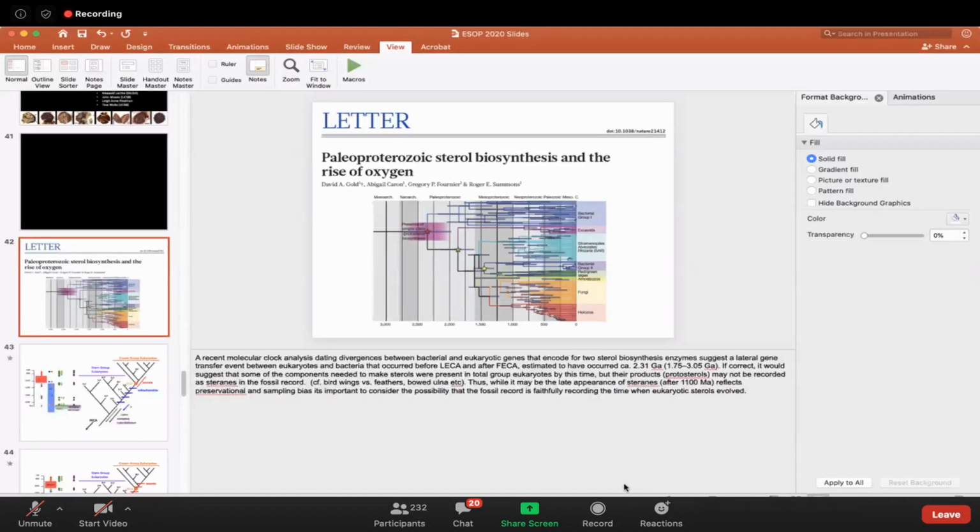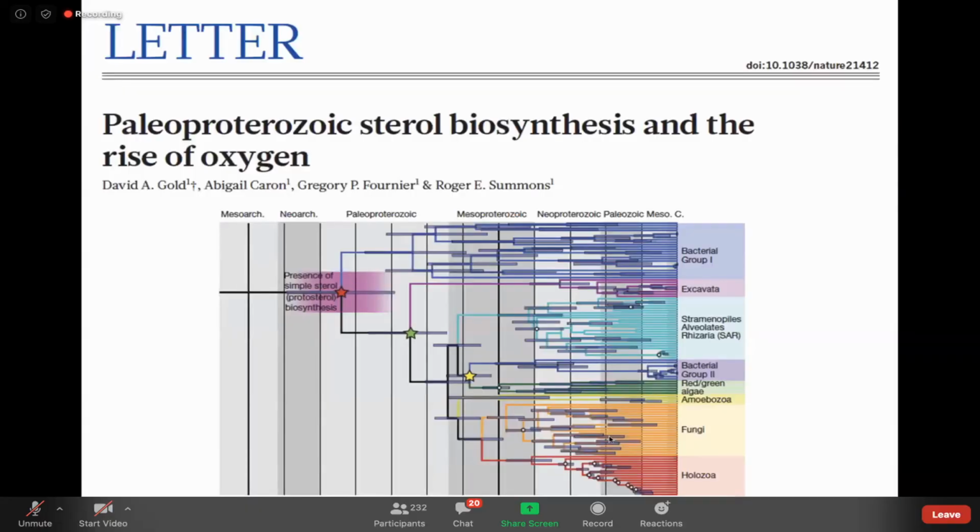So the only case that I'm aware of, and I'd love to hear if anyone else knows of studies, is this interesting study by David Gold et al. where they tried to date the timing of sterol biosynthesis using a molecular clock. You can see here on the screen, they estimated the presence of simple sterol biosynthesis back to around 2.4 billion years, which is around the same time as the Great Oxygenation Event, the big rise in oxygen in the atmosphere. Of course, there are wide age constraints on this.